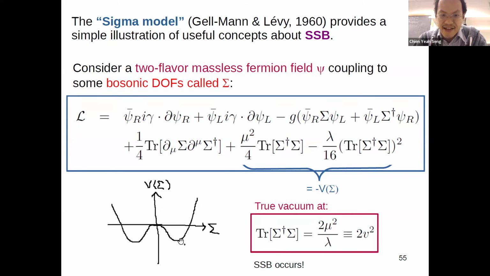So this true vacuum will satisfy trace of sigma dagger sigma equals 2v squared. That means the expectation value of the sigma is not 0. So these two terms together give rise to a spontaneously broken symmetry. Namely, the expectation value of sigma at the true vacuum should not be 0, but some non-zero constant.